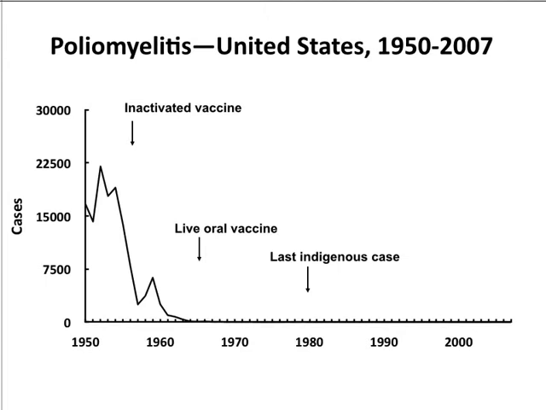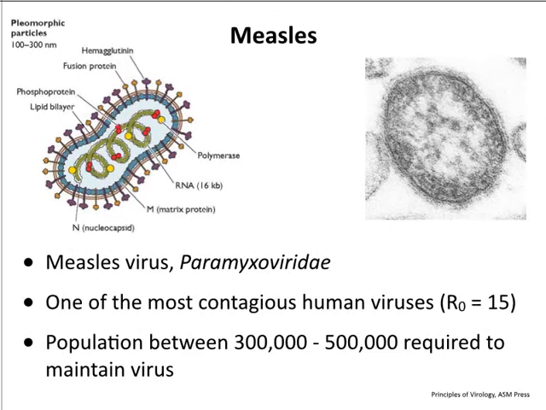The vaccine has eliminated polio from the US. We will talk more about this in detail. We have two vaccines, one an inactivated vaccine introduced in the 1950s, and the infectious oral vaccine introduced in 1961. The last case of polio in the US was in 1979, and there's now no polio. But we will talk about this in much more detail later.